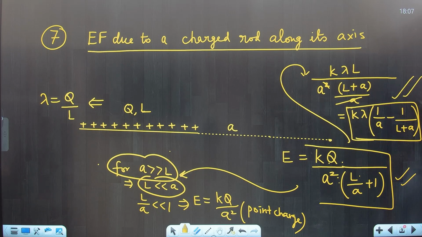So I will suggest you to note down these two formulas. You can answer in both ways, whatever he wants. If you can answer in terms of q, you can answer in terms of lambda. But it is easy to remember in this form: first you write the point charge, then just multiply by L by A plus 1 in the denominator, right?